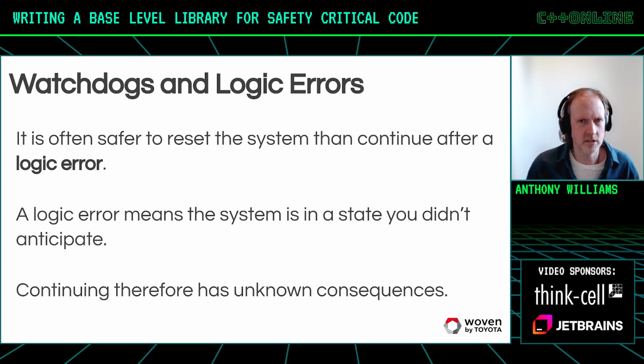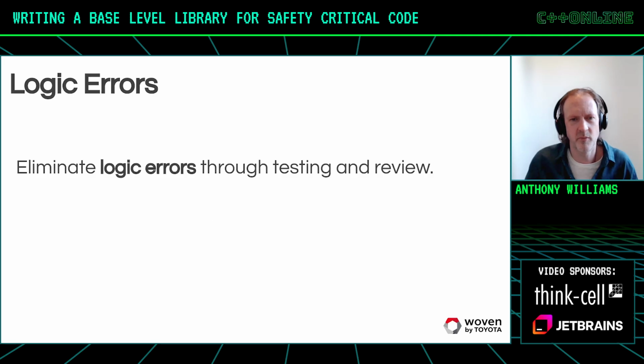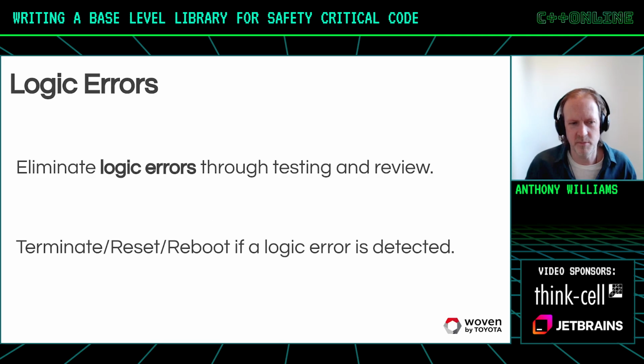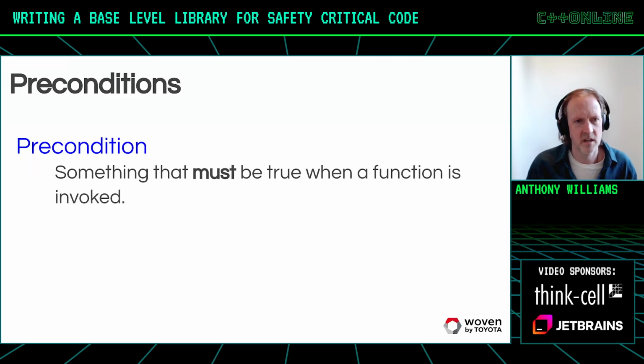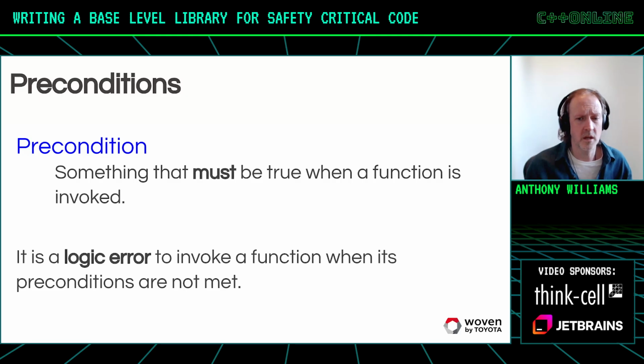Okay. So back to watchdogs, and obviously we try and eliminate our logic errors through testing and review, and reset, reboot, terminate if a logic error is detected, and we do that with preconditions. A precondition is something that must be true when a function is invoked, and it's a logic error to invoke a function when its precondition is not met. If it says my function must be invoked with a number between 0 and 5, and you invoke it with -1 or 6, then you really shouldn't be doing that. The documentation said don't do that, and so you've got a logic error somewhere.